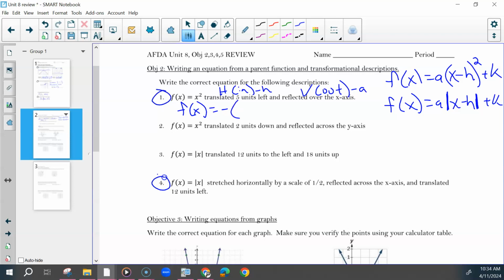Parentheses. Jacob said it's plus 5. That is correct. Remember, whatever you think it is, it moves left. It's in the negative, but it's actually going to be a plus because of the minus already in there. Do we have a k value? No. So that's it. Questions on that one before we do 4?